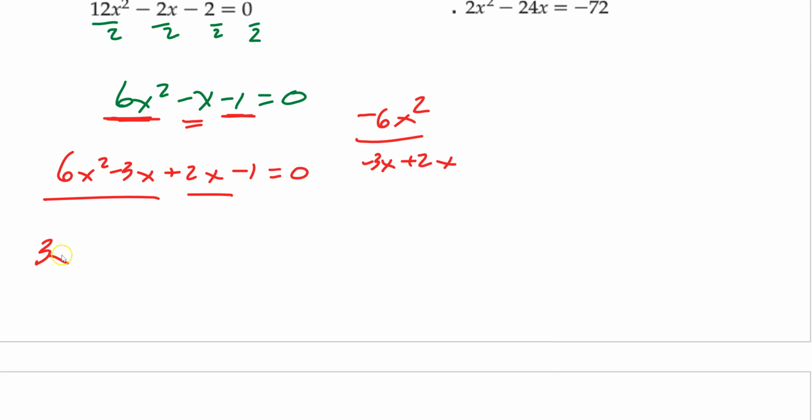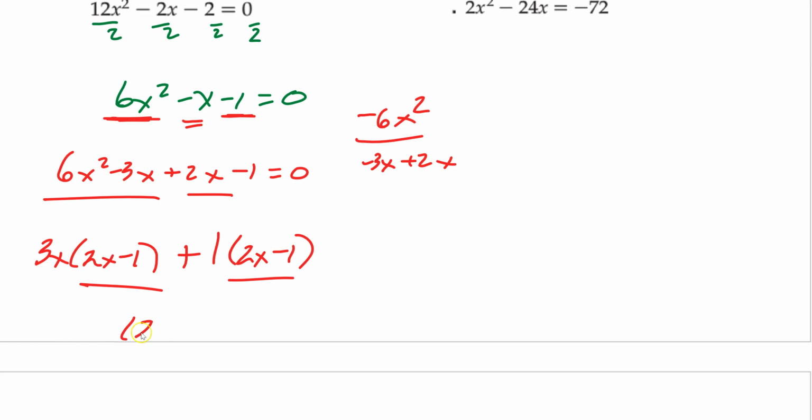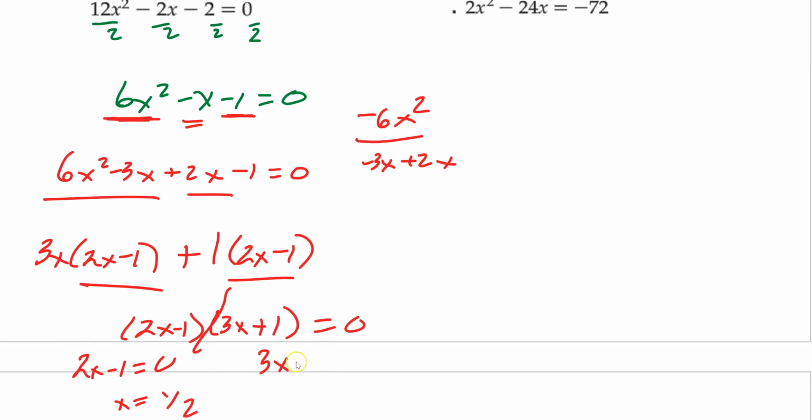These have a 3x in common, 2x minus 1. Bring down the middle sign. These have nothing in common, so remember, always pull out a 1. Factor out what they have in common: 3x plus 1 equals 0. So we factor it, and now we split it, solve each one separately. Add 1, divide by 2. Subtract 1, divide by 3. And there you go. Alright, so that's the way it works.